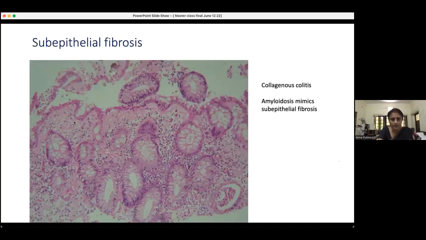Okay, coming. So this is an image of colonic mucosa. This is a surface epithelium and you're seeing this pink material below the surface epithelium. Looks very much like fibrosis, but actually in this condition, it was not fibrosis, it was not collagen, but it was amyloid.